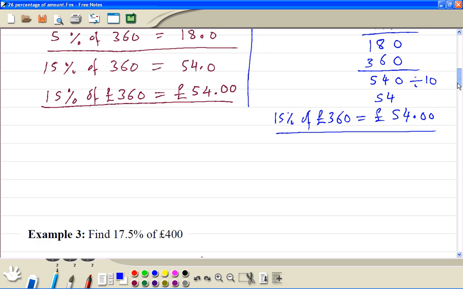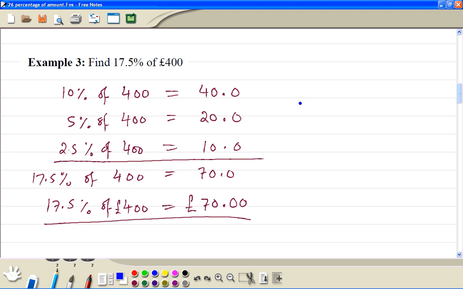Example 3. So we have 17.5 out of 100, multiply by 400 over 1. But this time our 2 zeros cancel. So we only have 1 on the bottom. So we just multiply the top two numbers, 17.5 times 4.